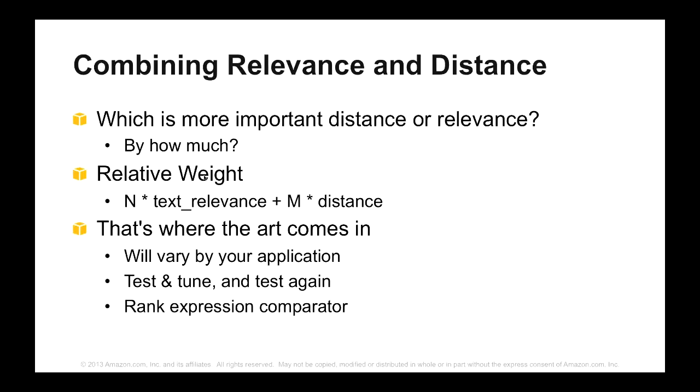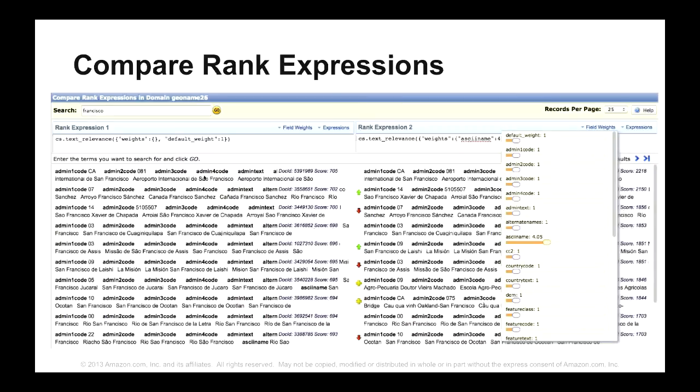And this is used to run 1 query with 2 different scores so you can see the results side by side and see how things work. So this is just a snapshot of it. We're doing a search for Francisco in my geographic database. We're showing 25 records per page. Over here we have the base that we're referencing. And over here I've changed one factor. I've changed the weighting for the name field.